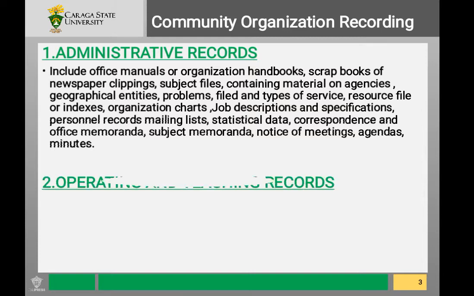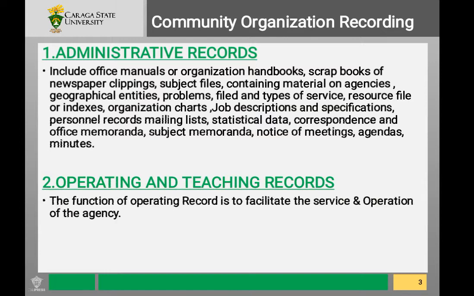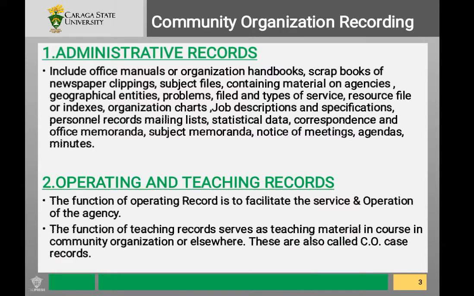The second one is the operating and teaching records. The function of operating records is to facilitate the service and operation of the agency. The function of teaching records is to serve as teaching material in courses in community organization or elsewhere. These are also called CO, or community organizing, case records.